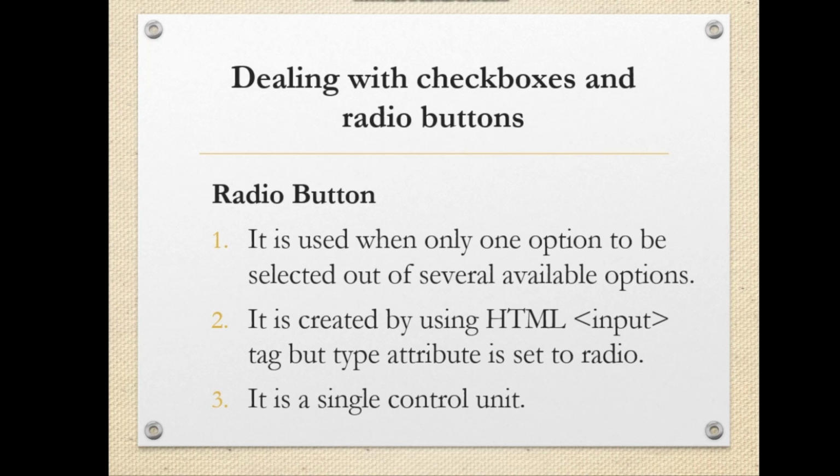Students, this we have already discussed in the previous chapter, but again in brief we will see what is radio button and checkbox. Basically, a radio button is used when only one option is to be selected out of several available options. It is created by using the HTML input tag, but type is set to radio. It is a single control unit.